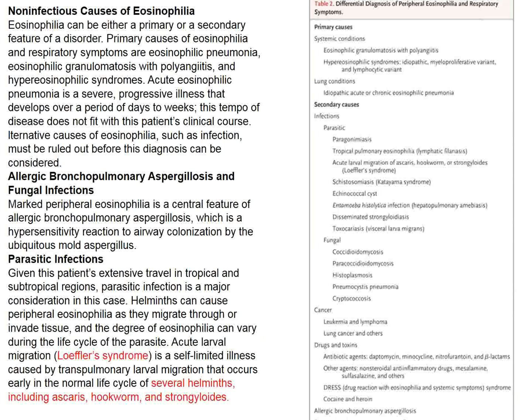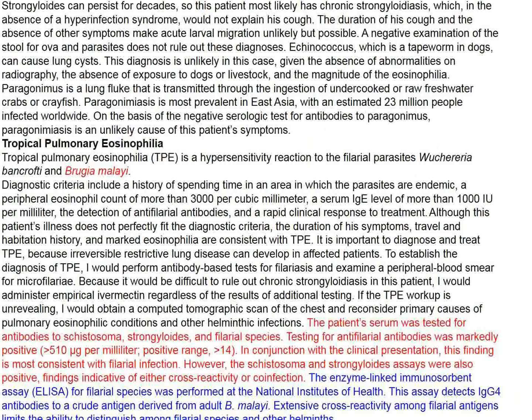And what parasites could this be? And this wouldn't have occurred to me either. But filarial parasites play a role here. Now, he doesn't have elephantiasis, so it doesn't look like Wuchereria bancrofti, but there is a filarial parasite that occurs in Southeast Asia called Brugia malayi, and he's got antibodies to Brugia malayi.